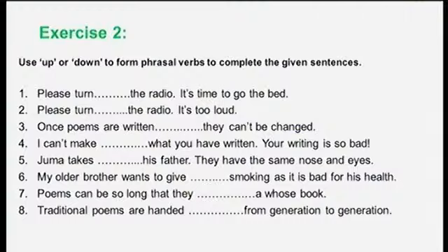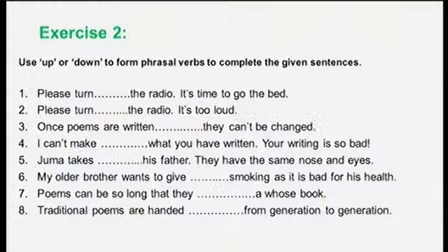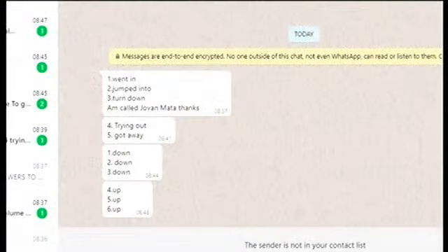Try out. I cannot make a try out. Number 4, I can't make. Now, when you look at that number 4, it says, I can't make dash, what you have written. Your writing is so bad. Remember, we are picking one of those two words, either up or down, to fill in. So please, let's pick one of them and fill in.